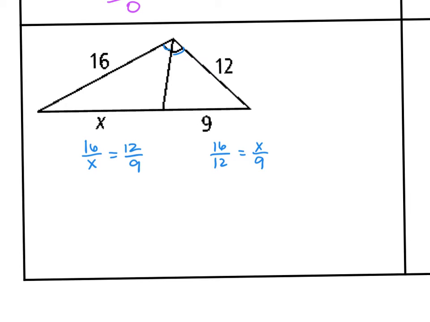You can simplify. Yep, so if I did the first one, I could simplify both. 3 goes into both of those, that'll be 4 over 3, and then I can cross multiply. 4x equals 3 times 16.